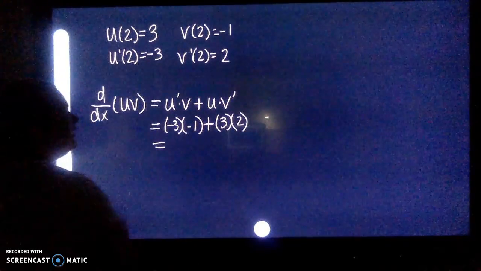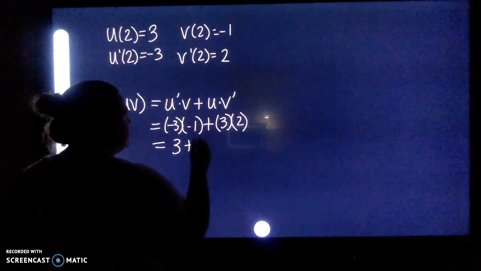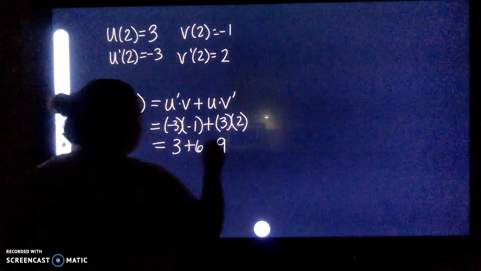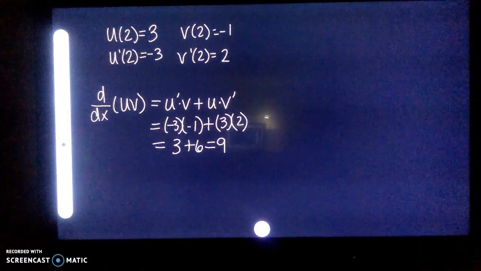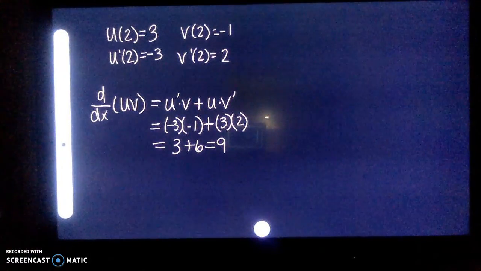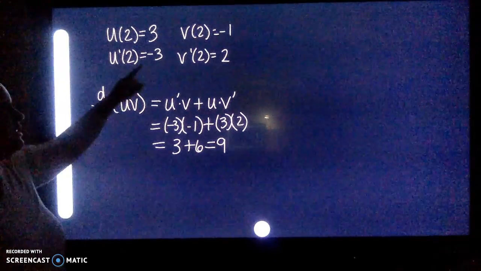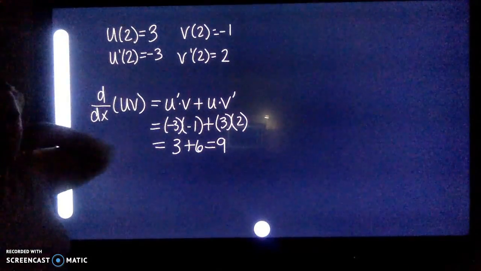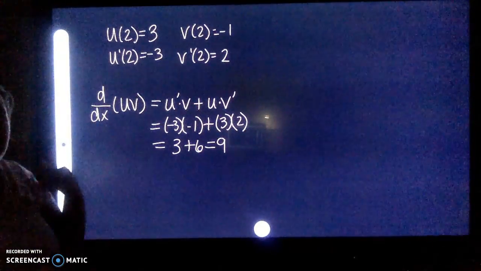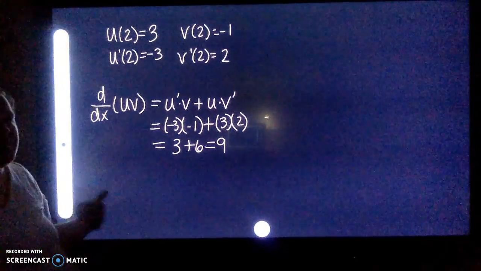Then I simplify. Negative 3 times a negative 1 is 3. 3 times 2 is 6. 3 plus 6 is 9. So I get the derivative of uv solved at 2 is 9. So this would give me the exact slope or instantaneous change at the point x equals 2. Okay, all the other derivatives we've been doing have just been derivative functions, which would allow me to plug in any x value I want, and it would give me the rate of change at that specific point.